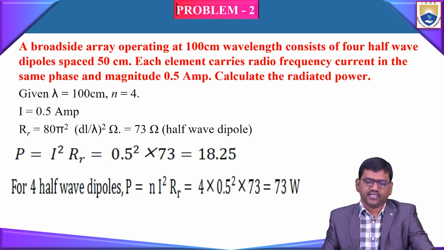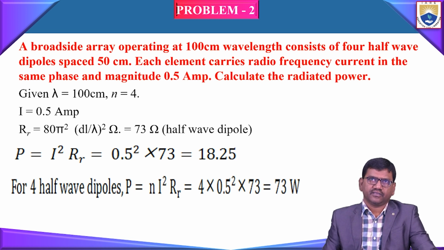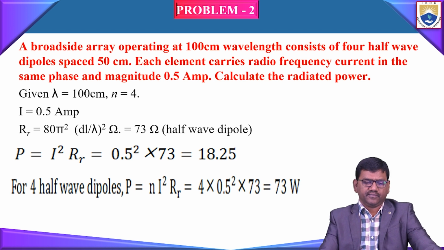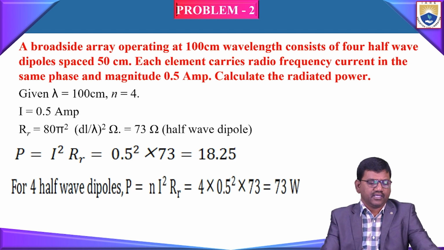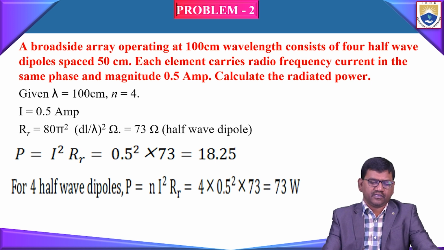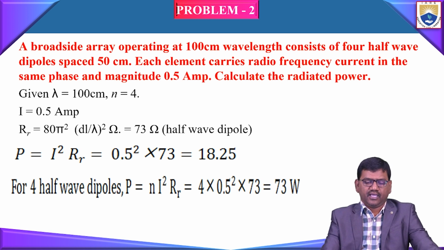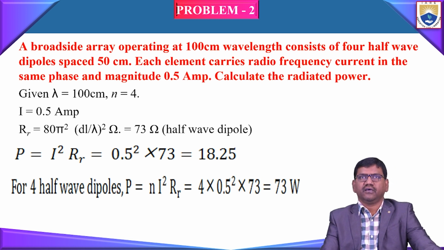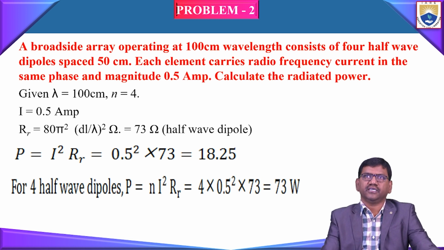A broadside array operating at 100 centimeters wavelength consists of 4 half-wave dipoles spaced 50 centimeters. Each element carries radio frequency current in the same phase and magnitude of 0.5 amps. Calculate the radiated power. So given lambda is 100 centimeters, N, the number of sources, is 4, and I is 0.5 amps. So Rr is equal to 80 pi square (dl by lambda) whole square, we know. But in the given problem it is a half-wave dipole antenna, hence we can ignore the value of lambda here.